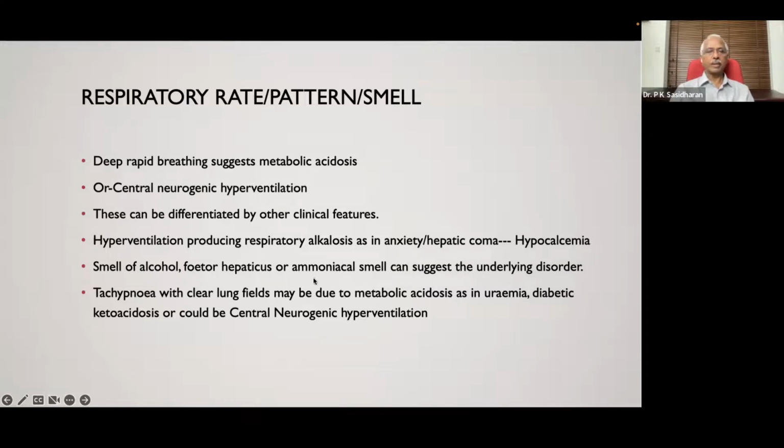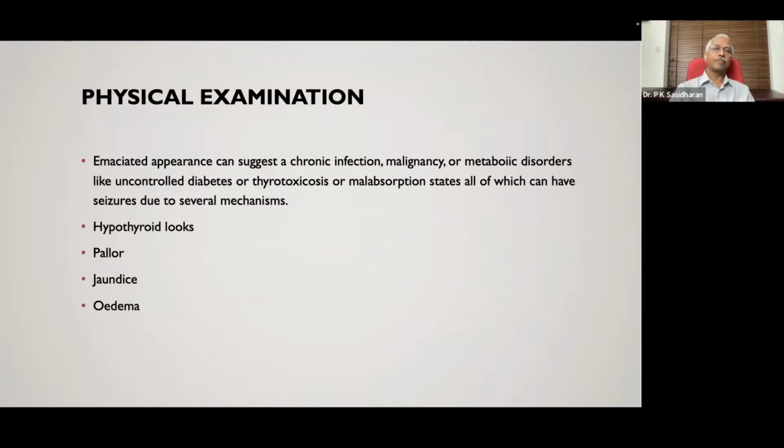for the uremia-related seizures. Tachypnea with clear lung fields may be due to a metabolic acidosis, as in uremia, diabetic ketoacidosis, or it could be central neurogenic hyperventilation. There, an obvious neurological deficit will be there. An emaciated appearance can suggest a chronic infection, malignancy, or metabolic disorders like uncontrolled diabetes, thyrotoxicosis or malabsorption. All these kinds of seizures are due to several mechanisms.